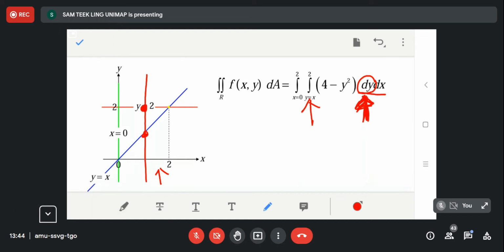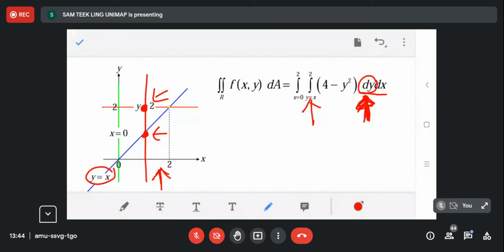So remember when you integrate, start from 0. So this one is your starting point. This one is your ending. So this one is the blue line, so y equals x. So you can see here y equals x. Starting y equals x, then ending y equals 2. So y equals 2. You can write 2 or y equals 6.